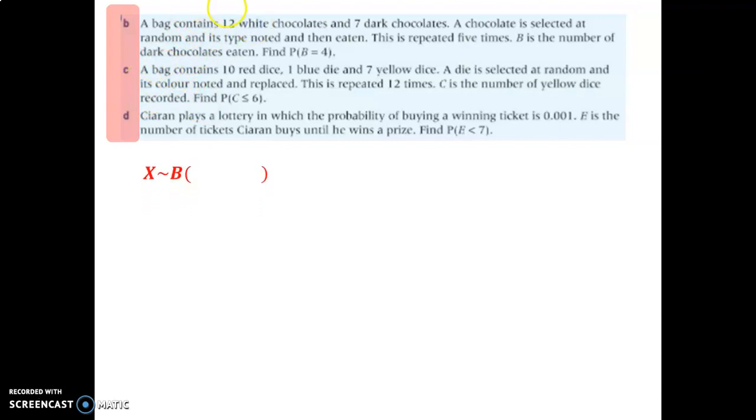Okay, in B, let's see if we can set it up. So we have this variable x. Well, I guess it shouldn't be x here. They call it b. So I really should have a variable b. But anyway, x is distributed binomially.